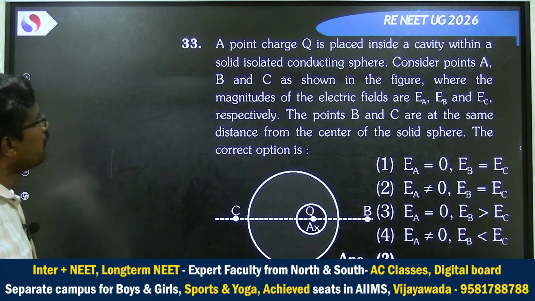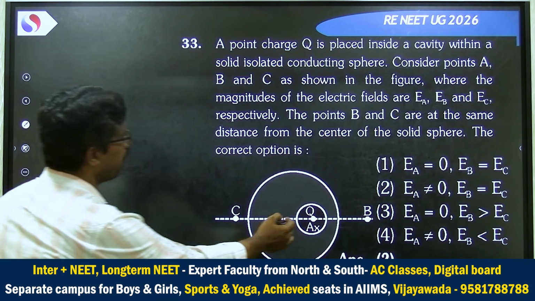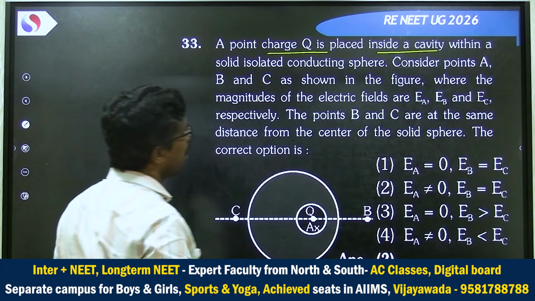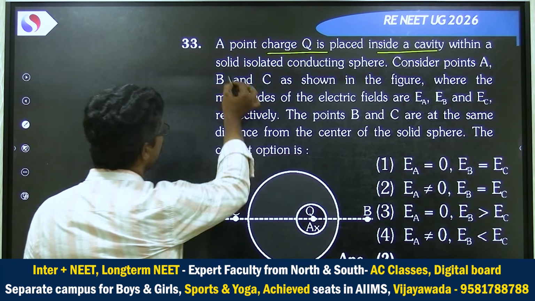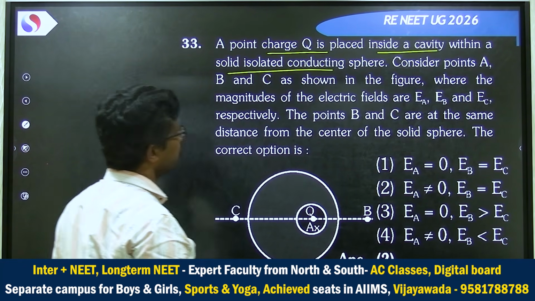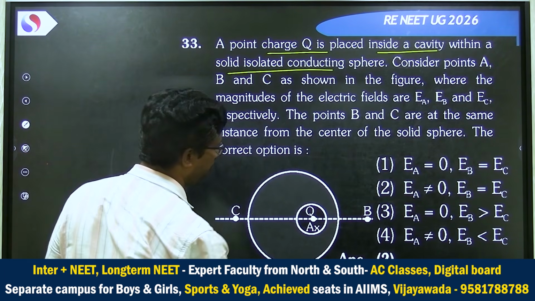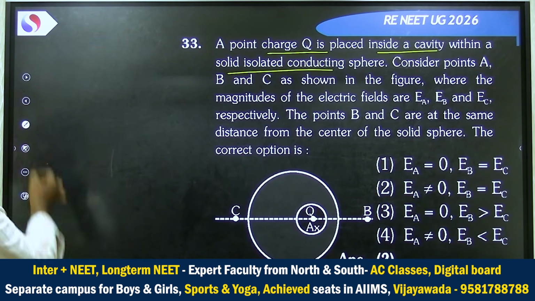33rd question. Here a point charge Q is placed inside a cavity. Okay, and also an isolated conducting sphere. We have to find the electric field at point A, point B and point C. Okay, see here clearly.